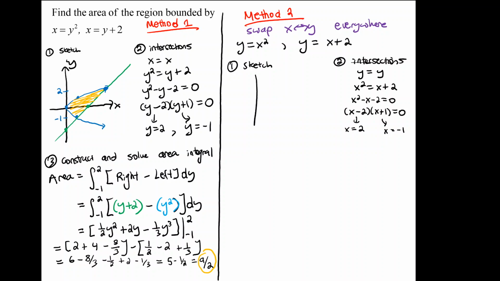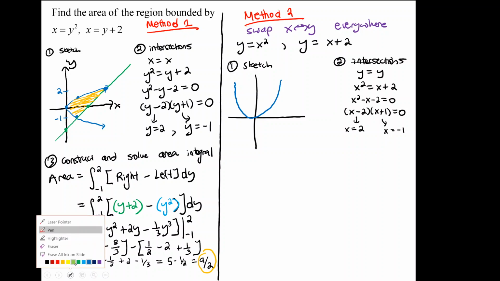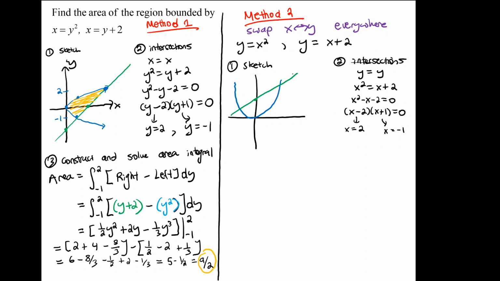Okay, and then the sketch. You don't even have to think to make this sketch. y equals x squared is a parabola facing up. And y equals x plus 2 is a line with intercept 2 and slope 1. So it's this type of shape. Now we're looking for this area. And even with this super sketchy sketch, you can see that the areas are going to be the same. Nothing's changing when we change the letters of the alphabet.